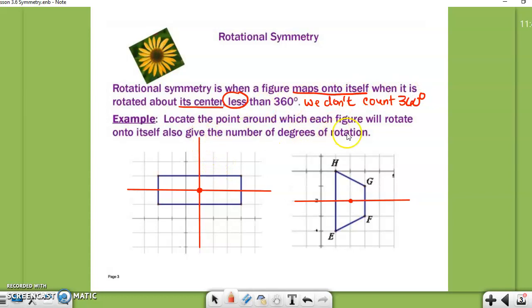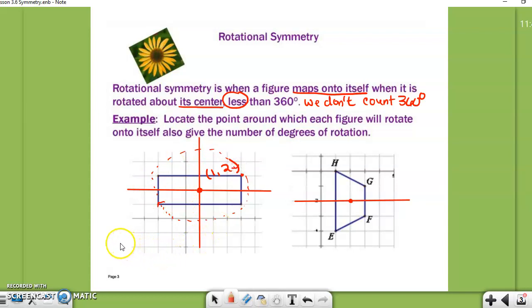So now locate the point that these figures will be rotated about to map onto themselves. Well, we drew in our lines of symmetry on this one last time, and this is at point 1, 2. But I want you to think about it. If I started at this point, I couldn't rotate to just here to map to itself. I'd have to rotate all the way to here. Okay? And then I'd have to go from there back to there.